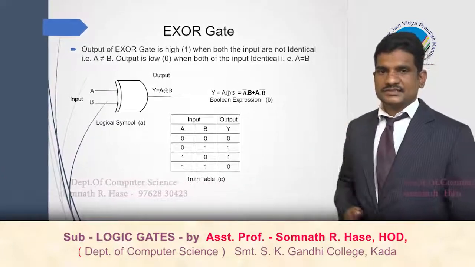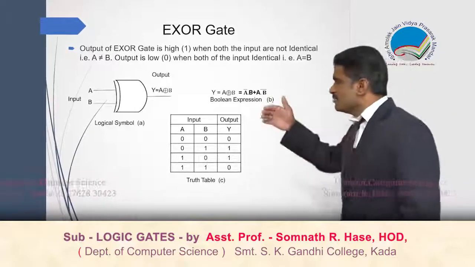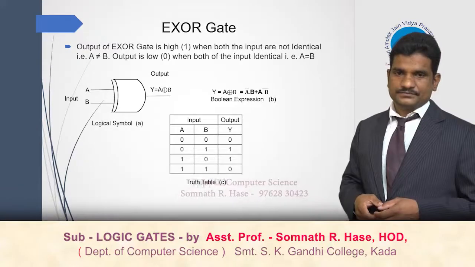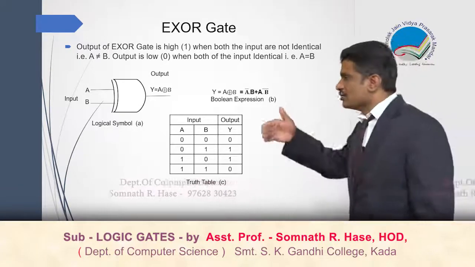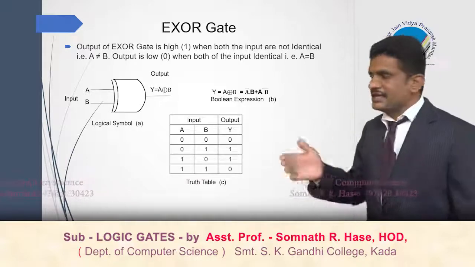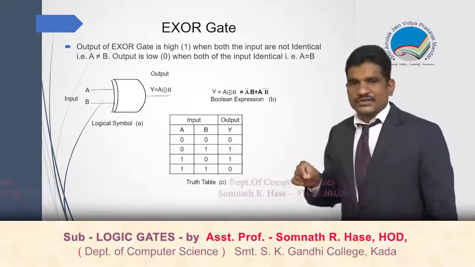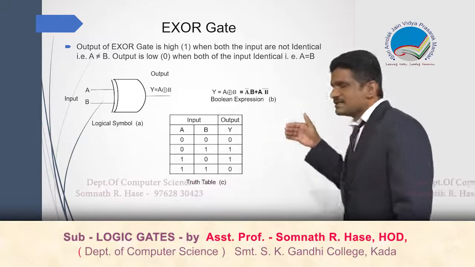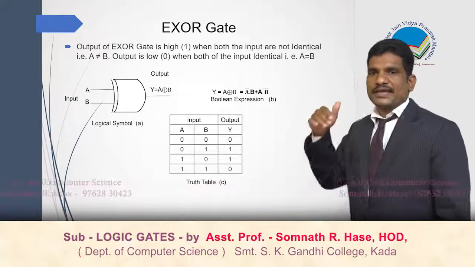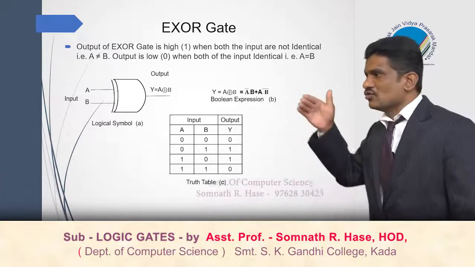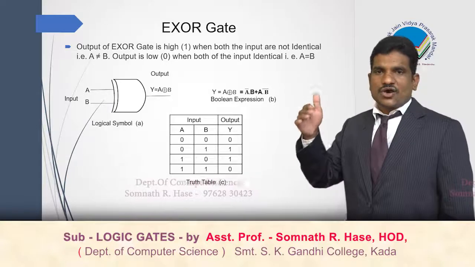This gate states that when both the inputs are identical, then the output is 0. In all other cases, the output is 1. So in these diagrams or slides, we can see the logical symbol of the gate. So that is A, B, and y is equal to A XOR B.